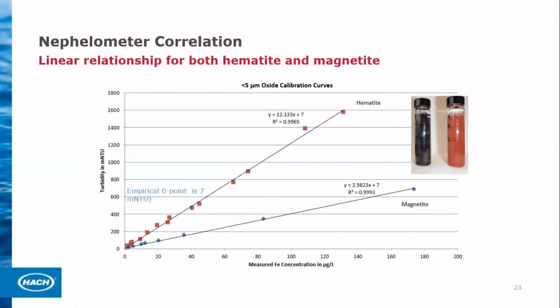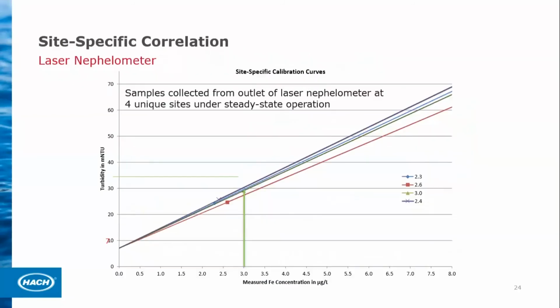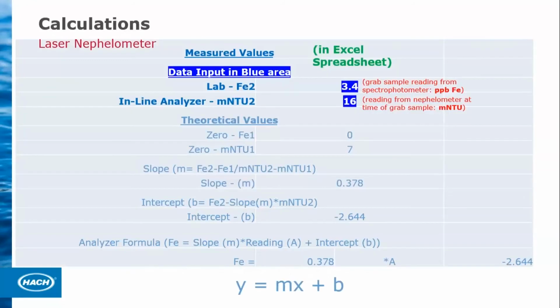Here's the linearity. This is showing the nephelometric correlation, both for hematite and magnetite. Hopefully, if you're a HRSG, you're not seeing black samples, you're seeing more red samples. But in reality, there's a combination of hematite and magnetite, and that is why we have to do a site evaluation here. You see that while the lines are all very similar, there's somewhat of a variation, and that's due to the variation between the hematite and magnetite ratios.